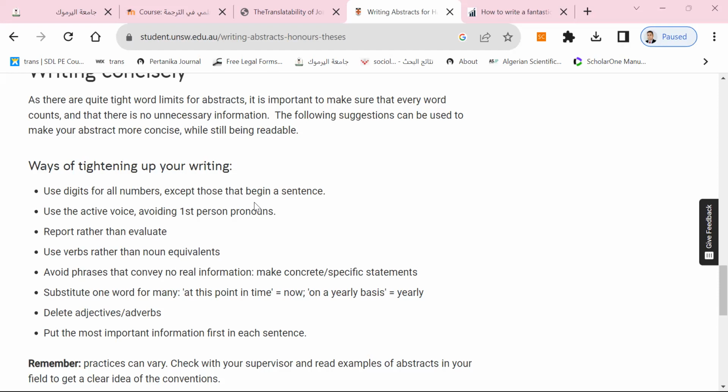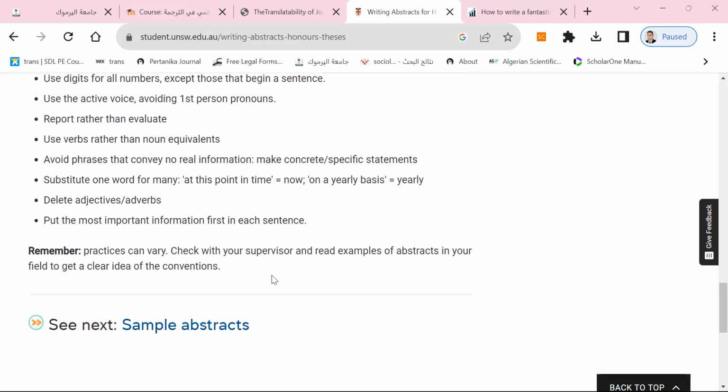Report rather than evaluate. Now, don't evaluate in your abstract. Use verbs rather than non-equivalents. Avoid phrases that convey no real information. Make concrete, specific statements. Substitute one word for many. At this point in time, you should say now. On a yearly basis, yearly. Delete adjectives and adverbs here. Put the most important information first in each sentence.